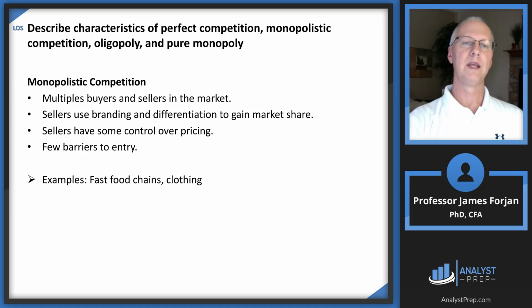And so the idea here is, in order to maximize profit, what these monopolistic competitors have to do is differentiate their specific product line and try to brand that product line to make it more attractive to the consumers out there. They have some control over pricing, and there are a few barriers to entry. But of course, the classic example is comparing McDonald's to Wendy's.